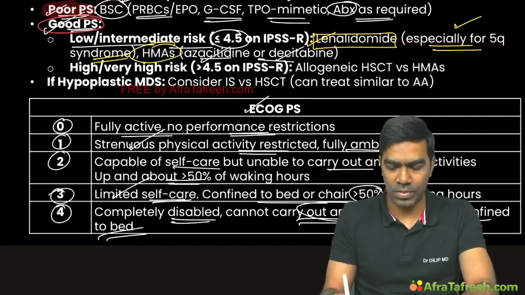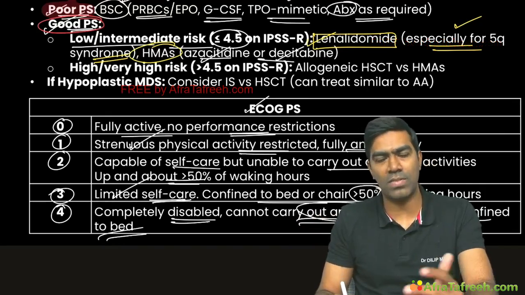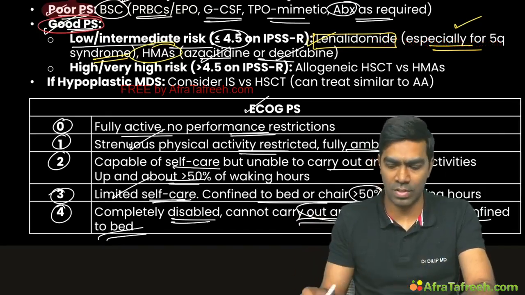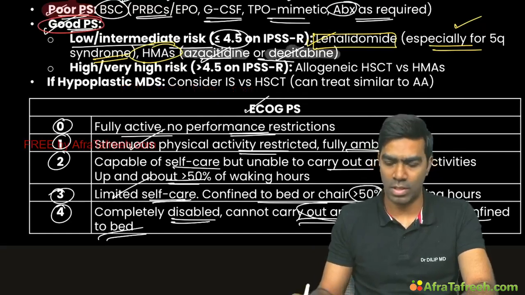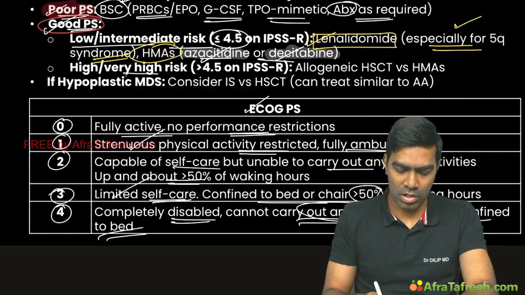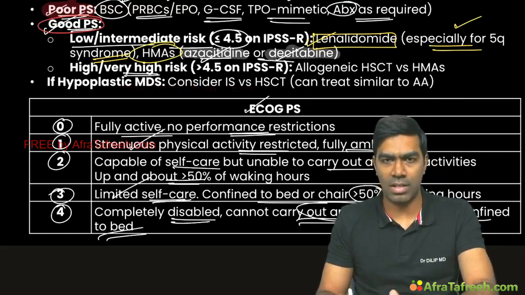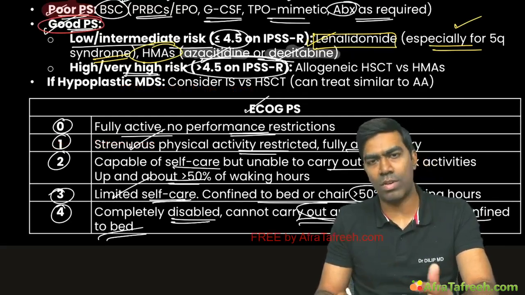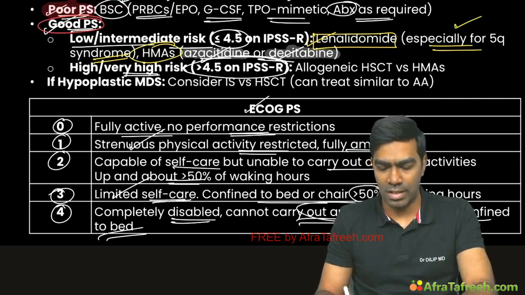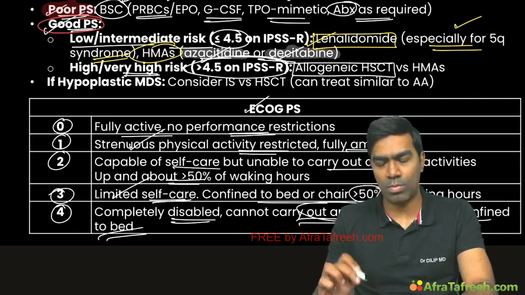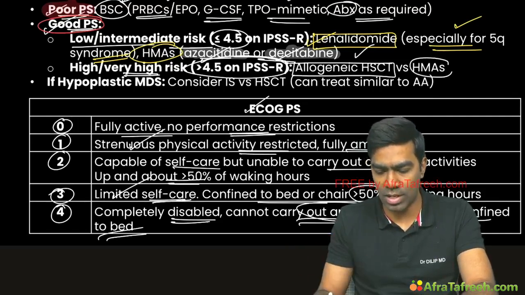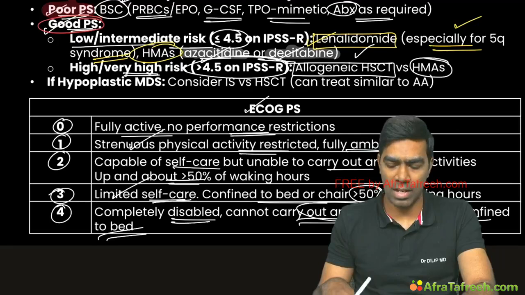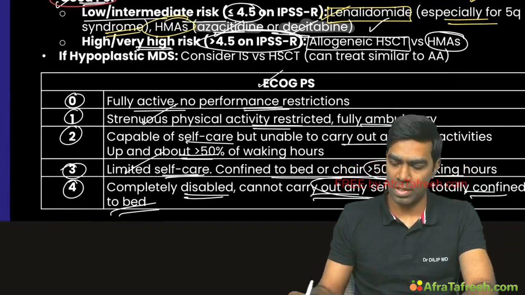So what are the hypomethylating agents? These are DNMT inhibitors. We'll talk about that later on in the oncology section as well. These drugs are nothing but azacitidine and decitabine. In case the patient belongs to the high risk or very high risk category, for example more than 4.5 or more than 6 in the IPSS-R, then you have to consider allogeneic hematopoietic stem cell transplantation if the patient is fit, or if the patient is unfit, then you can consider hypomethylating agents like azacitidine or decitabine.